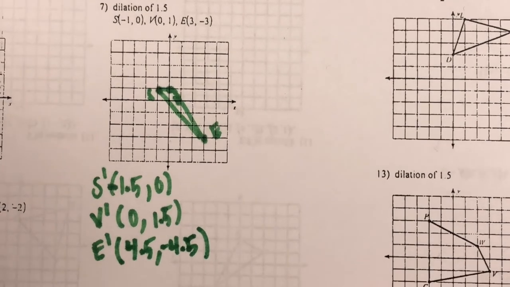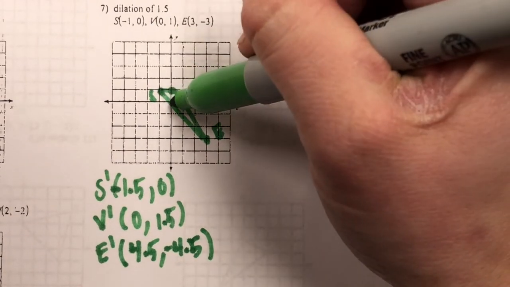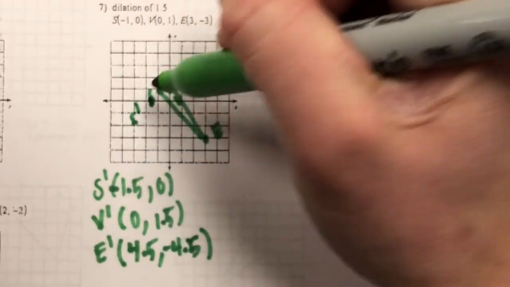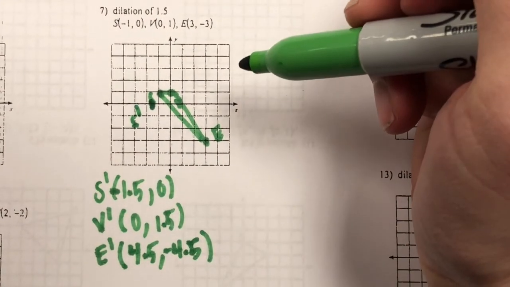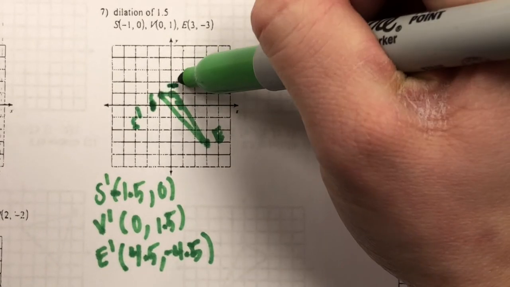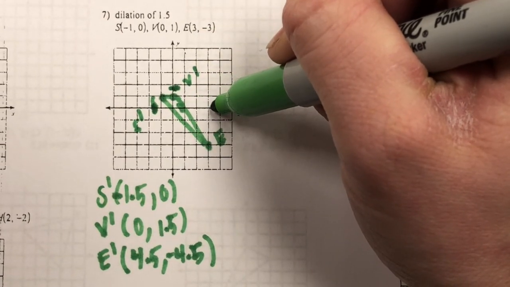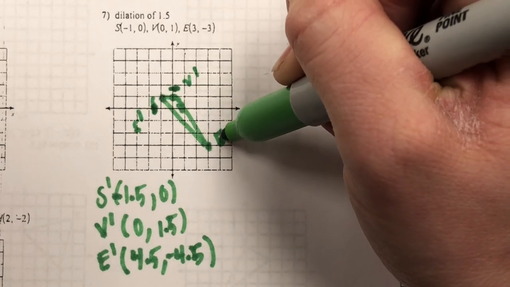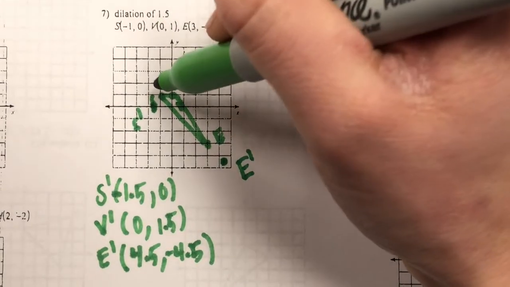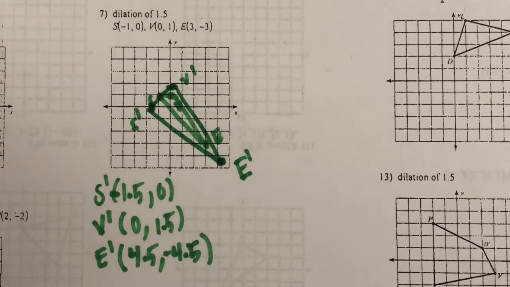All right, now I'm going to graph my next little triangle using these ordered pairs on my grid. So S is at 1.5, 0, so there's S prime right there. Then we need to do V prime. So V prime is at 0 and then 1.5. So right here, this is now V prime. And then E prime is at 1, 2, 3, 4.5, and then down 1, 2, 3, 4.5. So right in the middle of this box is E prime. Okay, now I'm going to connect my dots, and then I have drawn my dilation of my original shape.